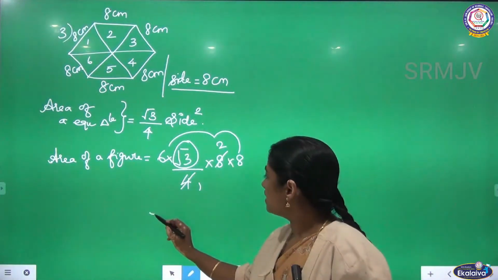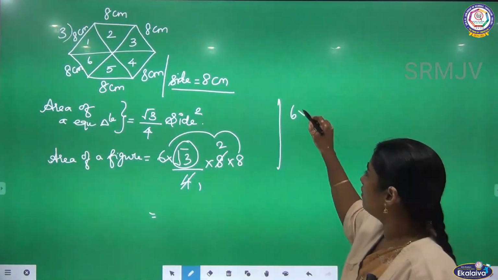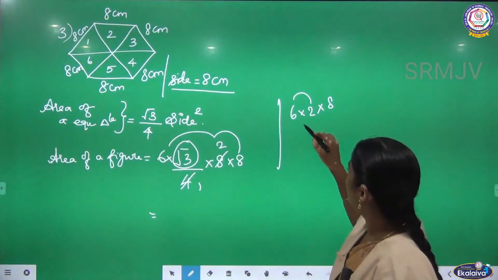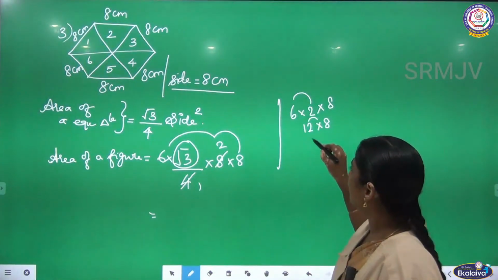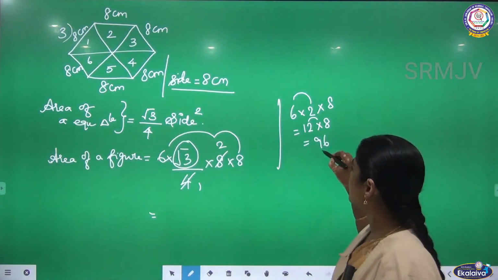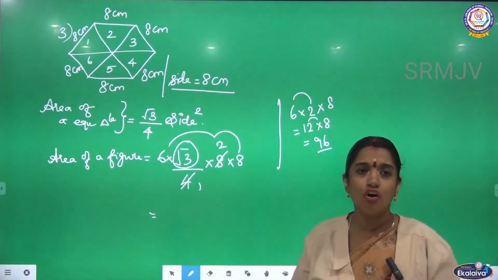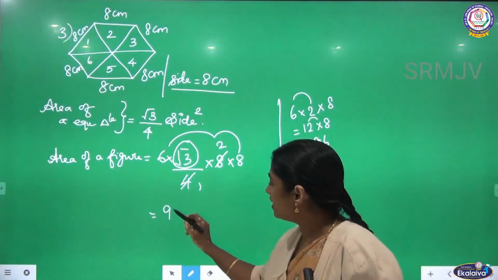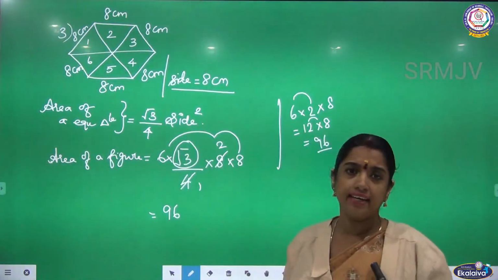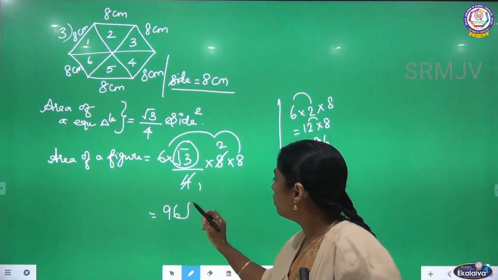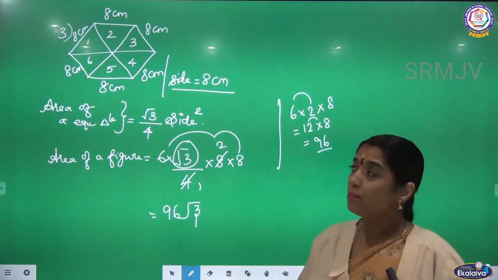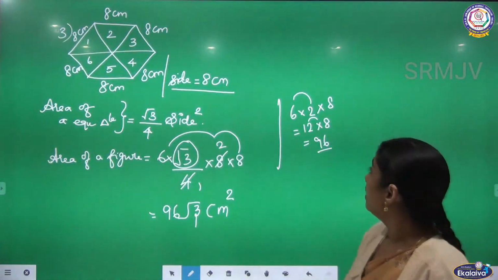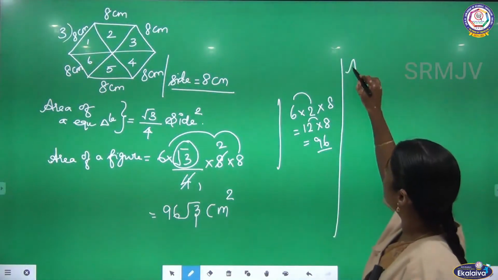So listen, I am doing it in the rough column. 6 into 2 into 8. 6 2s are 12, so 12 into 8. Next, 96 is your answer. When I multiply all the numerators, I get 96, and root 3 is there in the numerator. Obviously, area means the unit should be square, so centimeter square.